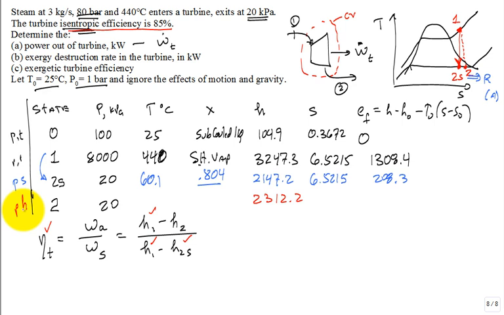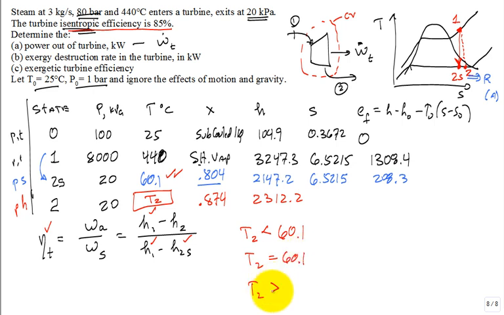If we go and check, we find that the quality is a little higher, 87.4%, meaning that this temperature, let me ask this question, the temperature now, right here, I'm trying to calculate this temperature at 2. Is the temperature at 2 going to be, I'm going to ask a clicker question, less than 60.1? That was the temperature at 2S. Is the temperature at 2 equal to 60.1? Or is the temperature 2 greater than 60.1? Answer A, B, or C.